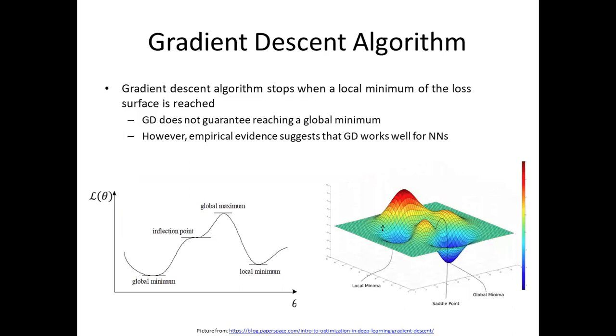Again, the gradient descent algorithm stops when a local minimum of the loss function is reached, or when that criteria is achieved. So it does not guarantee reaching a global minimum. Usually, we'll end up trapped at a given local minimum point. However, empirical evidence suggests that the gradient descent works well for neural networks. Okay, in particular, if convexity condition is also satisfied. I mean, if the function is convex in the given domain, where local minimum would be global minimum.